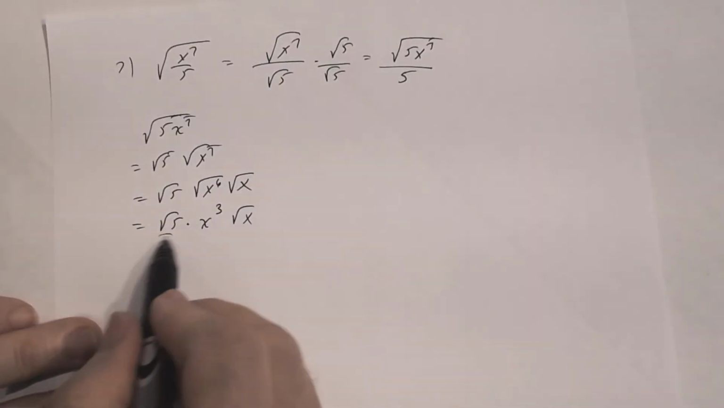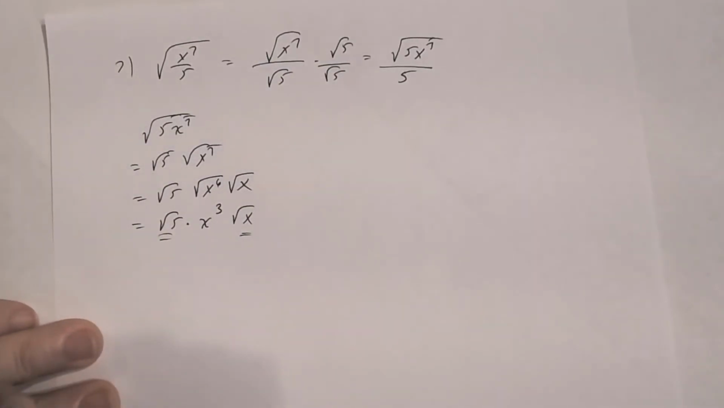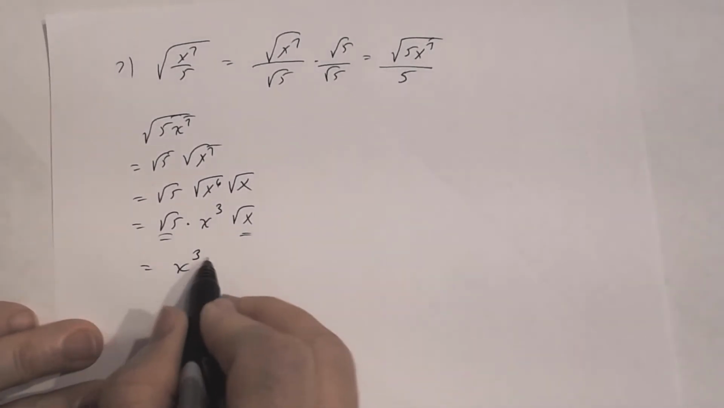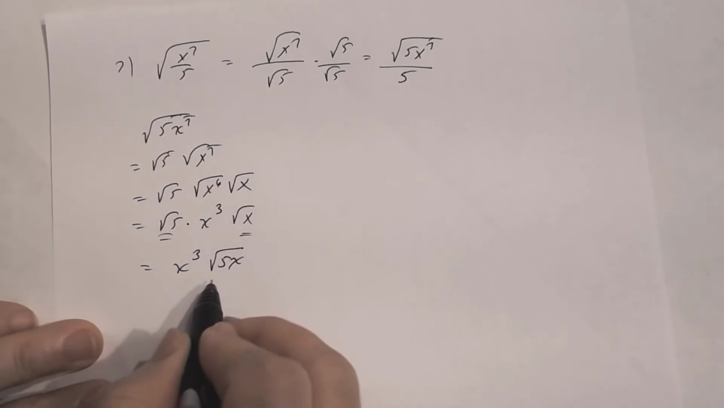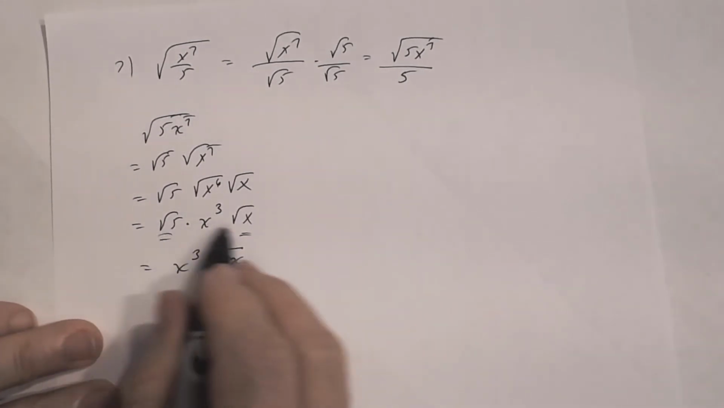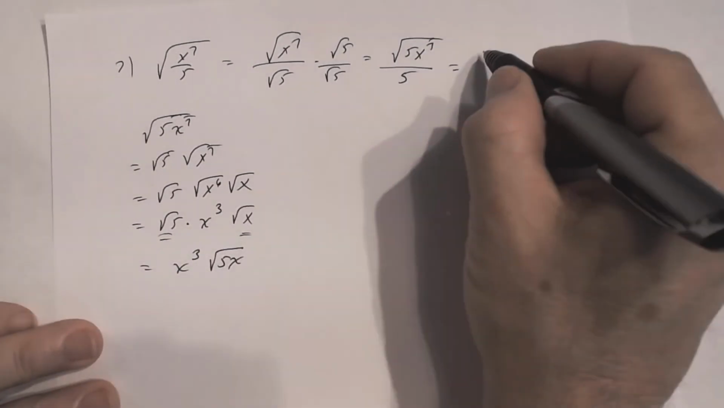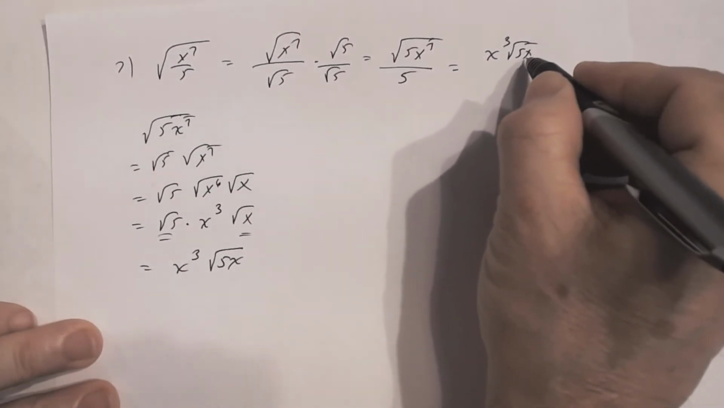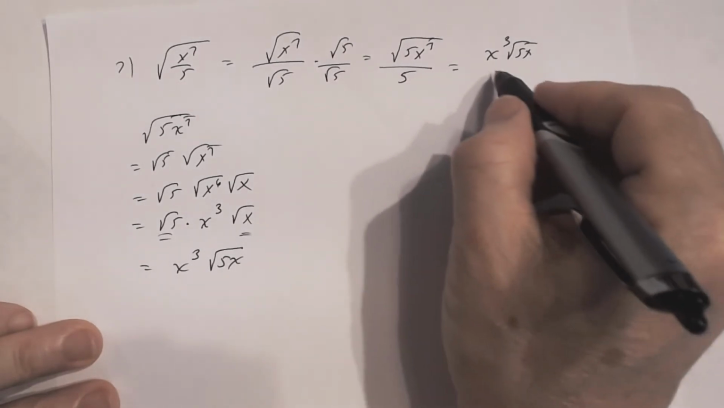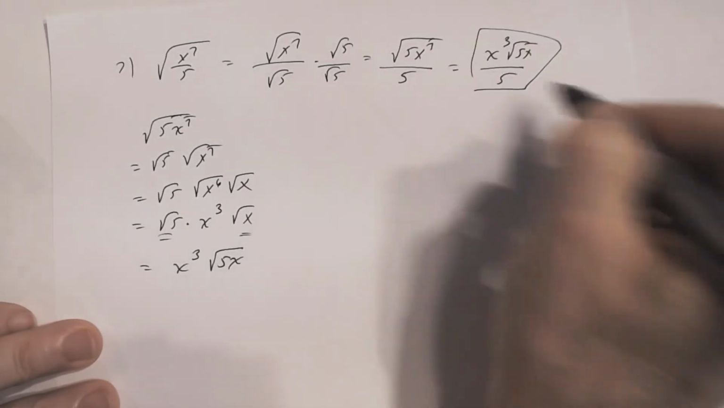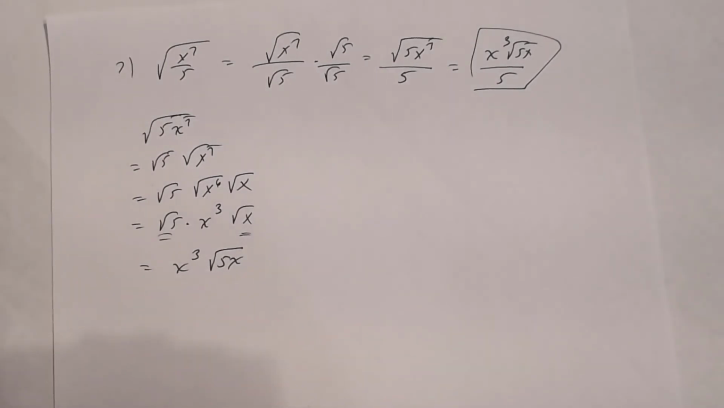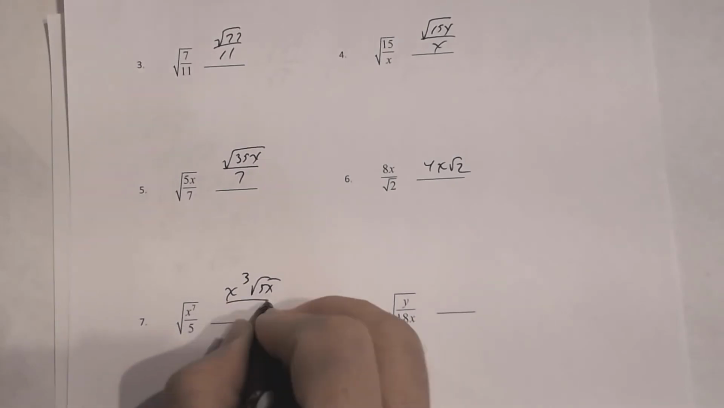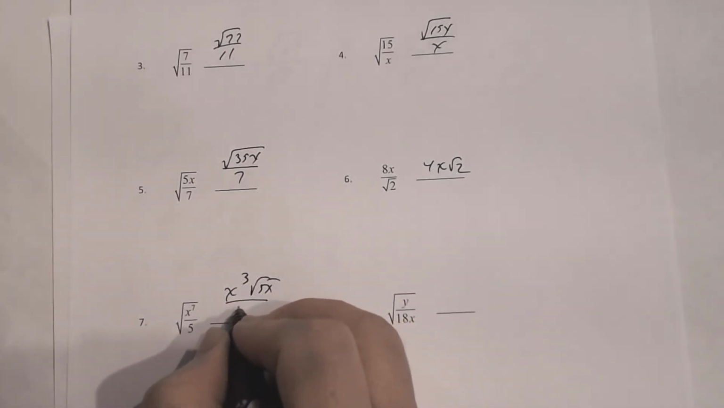Now I'm going to write this as one radical, and let's put the x cubed in front. So it'll be x cubed times the square root of 5x, because 5 times x is 5x. So that's going to go up here: x cubed times the square root of 5x. Make sure 5x is listed as the radicand, divided by 5. And so that's the answer to number 7: x cubed square root of 5x, divided by 5.